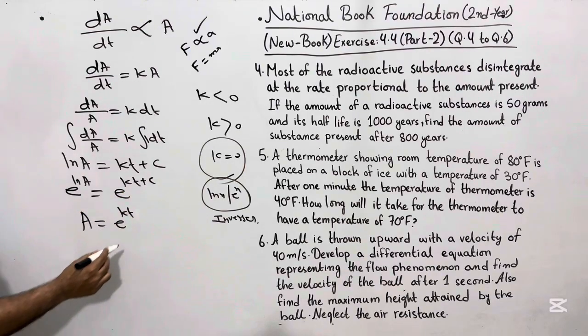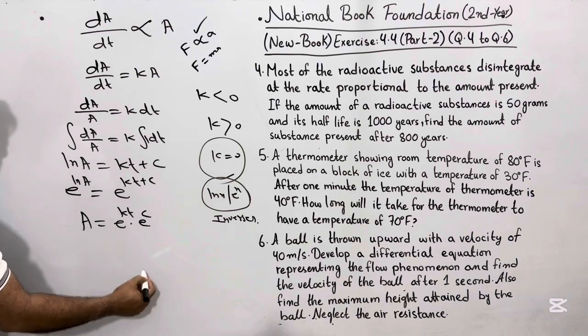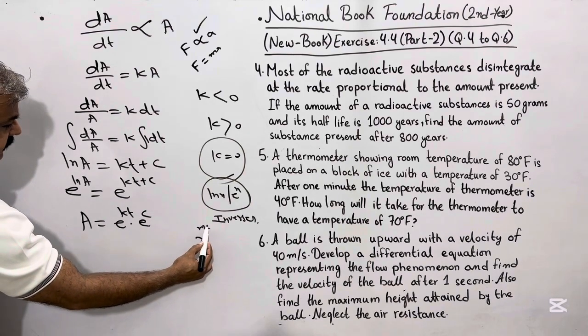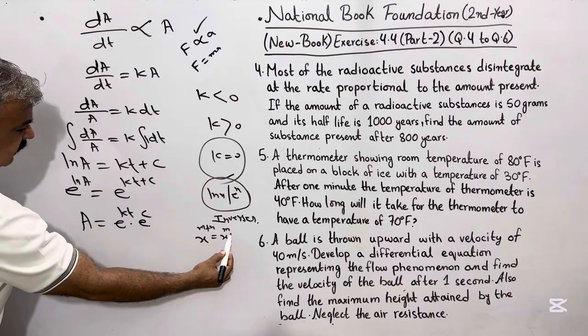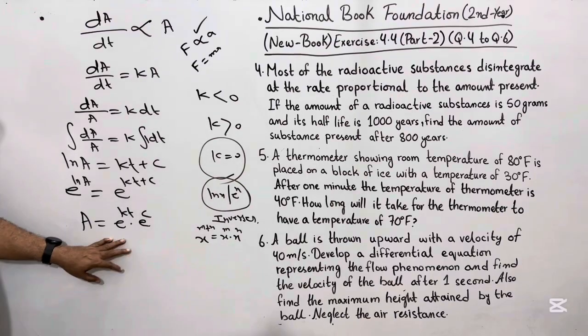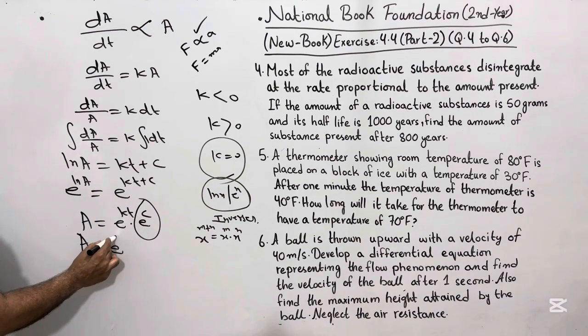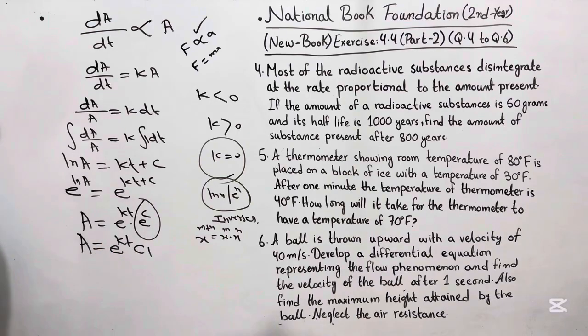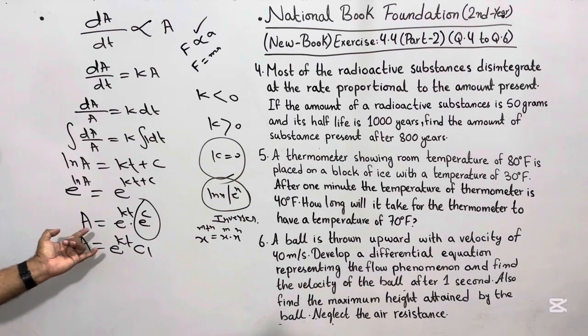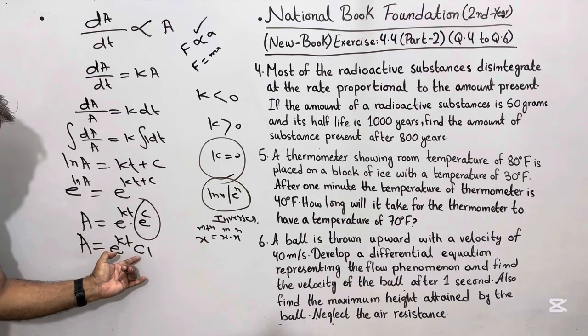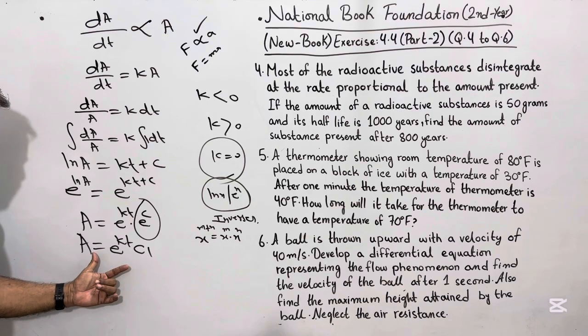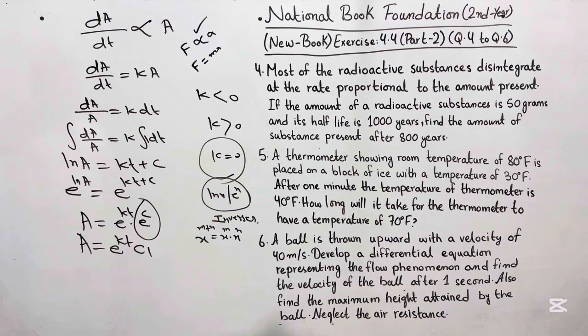A simple exponential property comes into play. It can be written as e to the power c, as x raised to m plus n can be written as x raised to m times x raised to n. It's a pure constant. Let me write c1, another constant, instead of e raised to c. So A is equal to c1 times e raised to kt. Now, applying the given initial conditions, we have to determine the values of c1 and k.